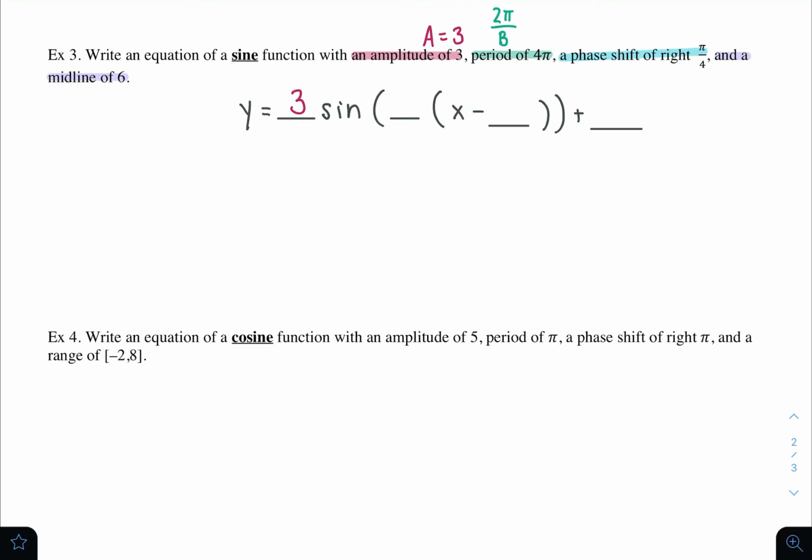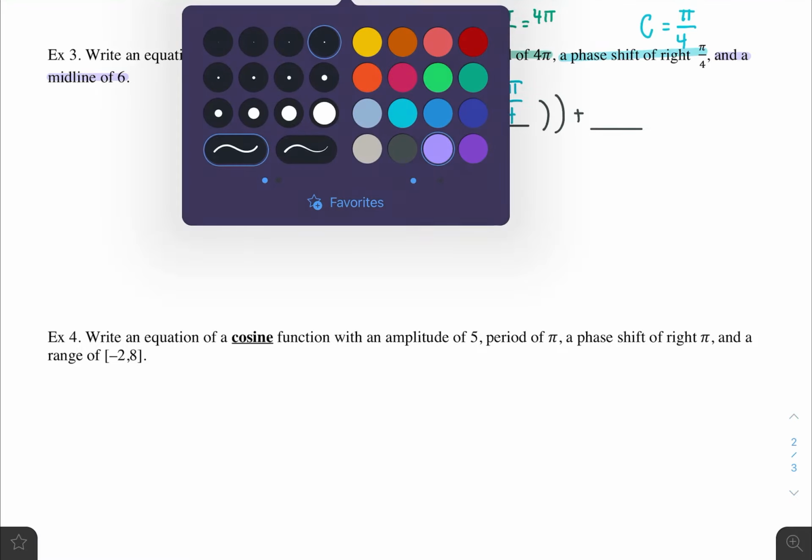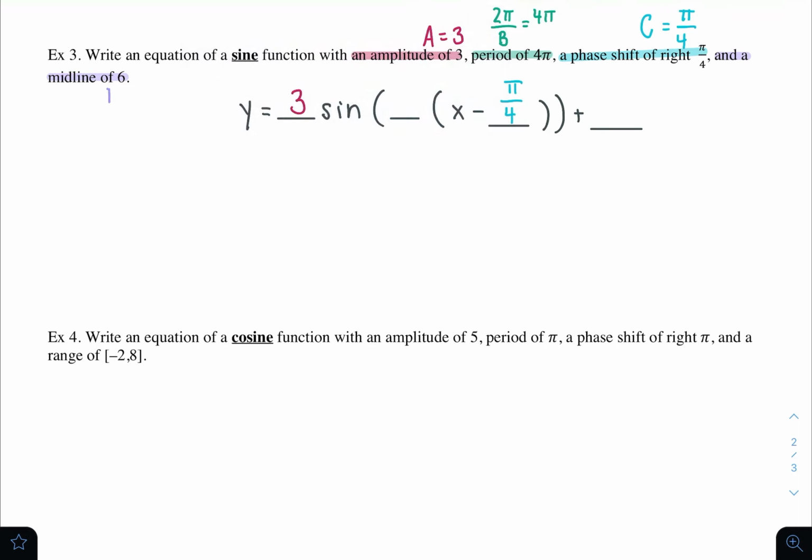So we can take 2 pi over B and set it equal to 4 pi to help us find the B value. We know our C value is right pi over 4. So when I substitute that in, it will be negative in the equation. And in this case, they directly give us our midline, which is the D value of 6. So we have our A, our C, and our D already filled in. Now let's solve for our B value.